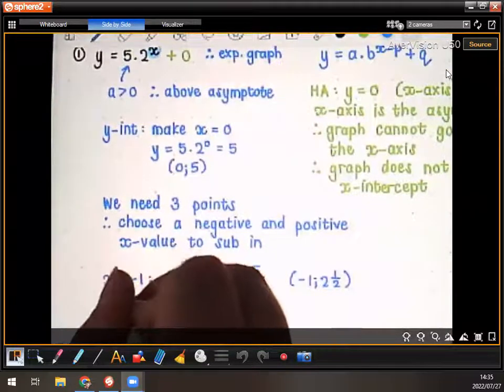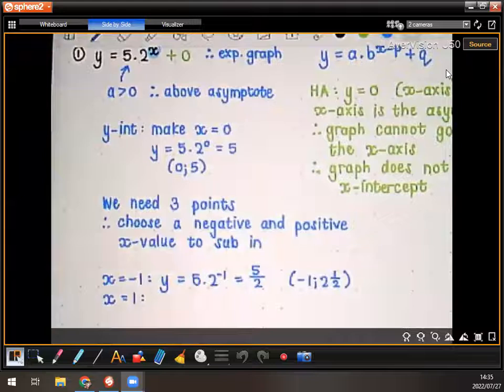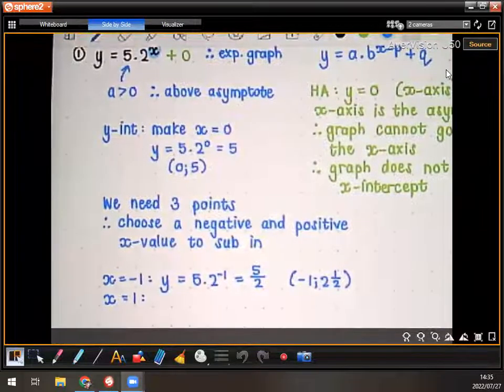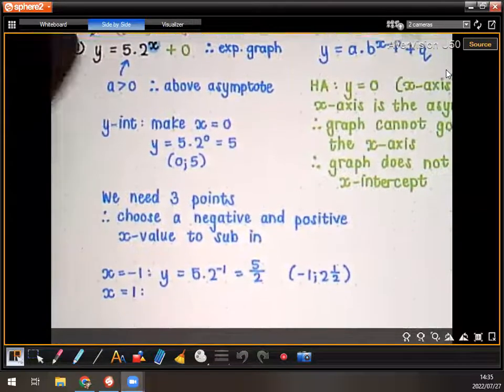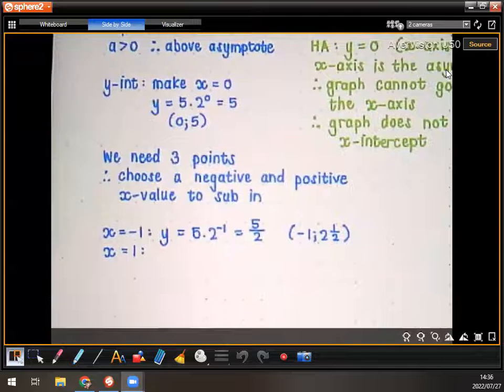And then we're going to sub in x equals positive 1. Guys, I'm just going to say again, you can choose any negative and positive value. If you want to do 2 and negative 2, you can do that. If you want to do negative 3 and 3, you can do that. I normally just go with 1 and -1 because they're the easiest ones to work with.